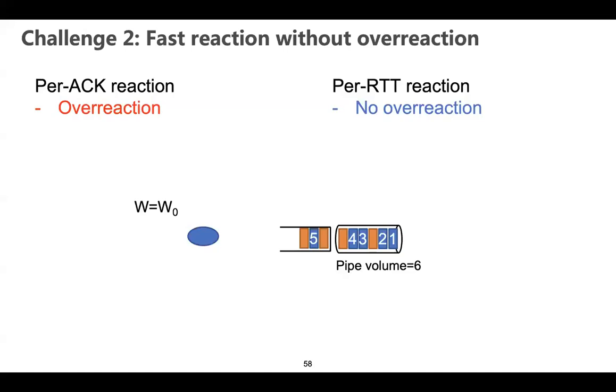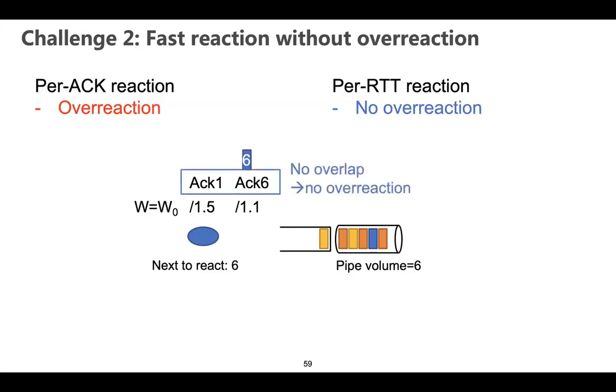One way to solve the overreaction problem is to react every RTT. The way it works is that when the first ACK comes, the sender reduces the window, and it also remembers the next packet sent after the first ACK. Then the sender will ignore all the acknowledgements until the ACK for that packet. In this way, the sender will not overreact because the sets of packets it reacts to are different. There is no overlap of the packets reported by the ACKs.